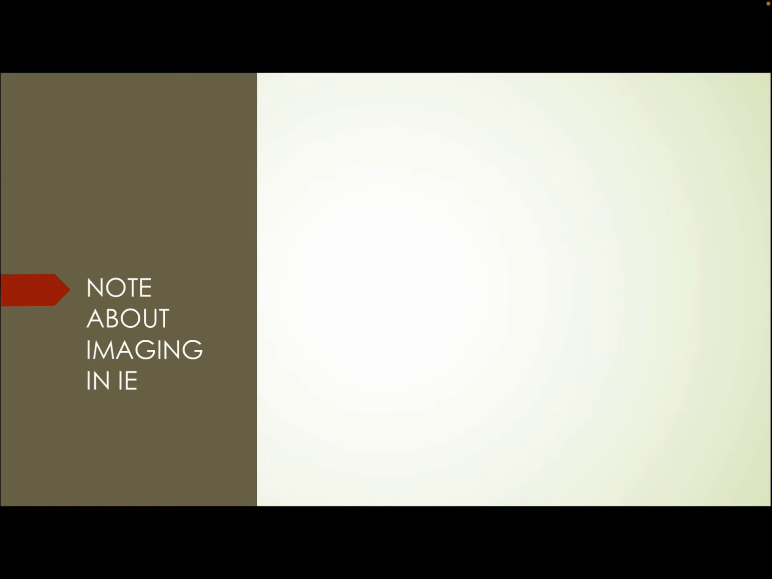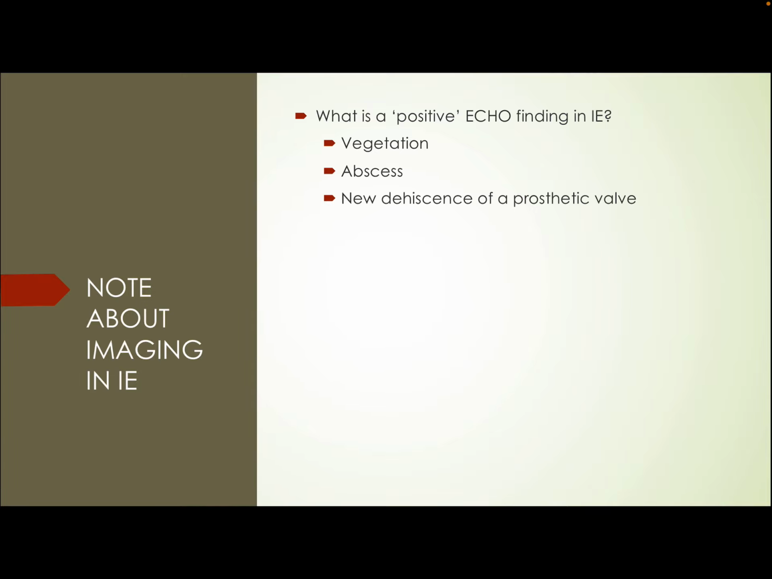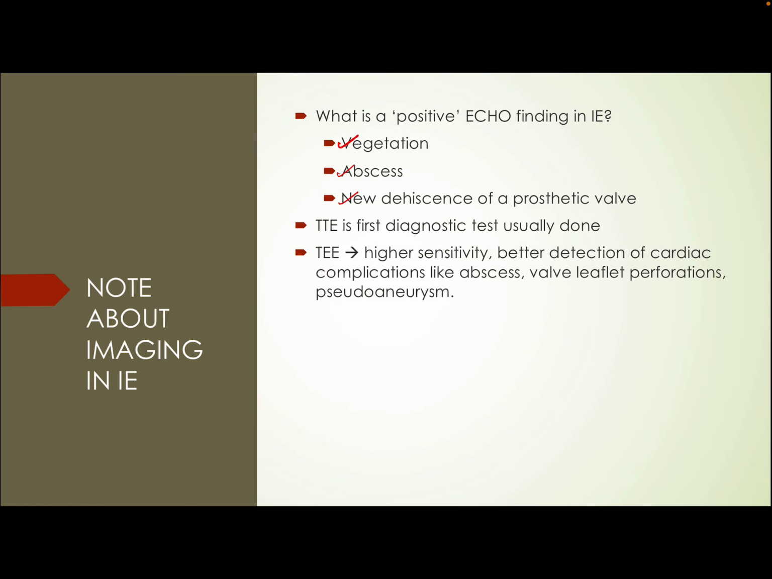Now here I'd like to talk a bit about imaging in IE. When I say a positive echo finding in IE, I mean the presence of vegetation or abscess or a new dehiscence of a prosthetic valve. And as I mentioned, TTE, that's transthoracic echo, is usually the first diagnostic test that is done. TEE has a higher sensitivity than TTE, and it's better for detection of cardiac complications like abscess, valve leaflet perforations, pseudoaneurysms. All of these can be better visualized on a TEE rather than a TTE.